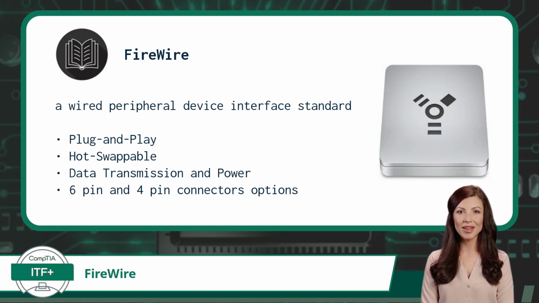The FireWire standard came out about the same time as USB, but it did not receive wide support from computing manufacturers, leading to its obscurity. FireWire provides many of the same features as USB, including being plug-and-play capable, hot swappable, and also provides peripheral devices with power in addition to data transmissions.